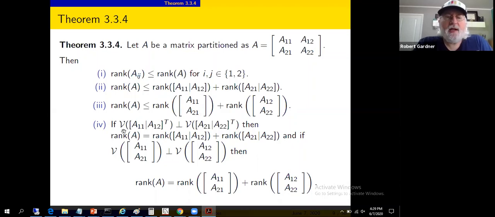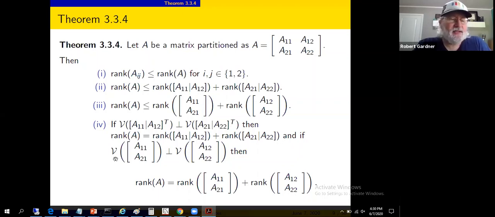Remember the V represented column space? So it's saying the column space of A11 partition A12 transpose is orthogonal to the column space of A21 partition A22 transpose. If that holds, then the rank of A is the sum of the ranks of those 2 parts. And similarly, if the column space of A11, A21 is perpendicular to the column space of A12, A22, then we can add the ranks. So this last one involves summation of ranks, and equality also involves some orthogonality.